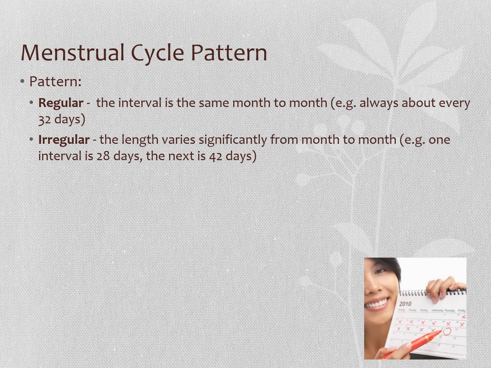So regular means that cycle interval, the time from day one of one cycle to day one of the next cycle, is relatively the same. Irregular is if it changes from month to month.